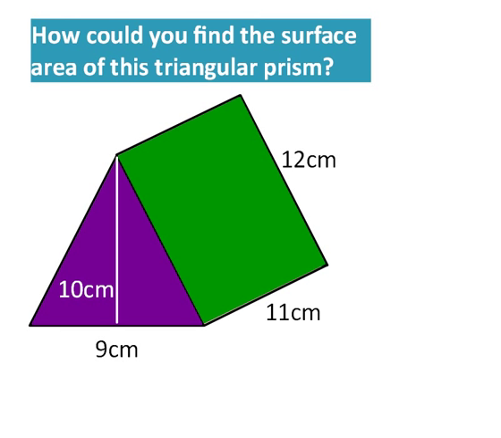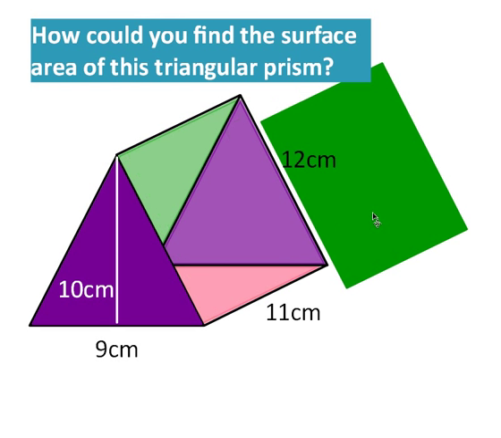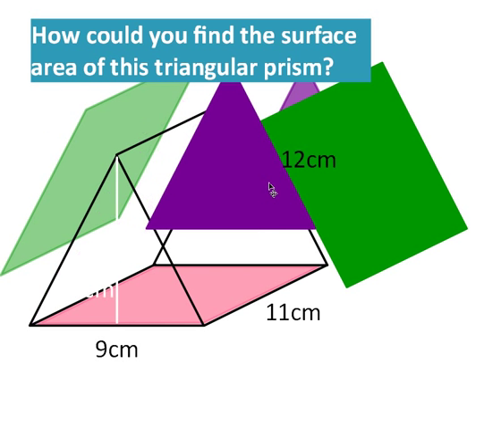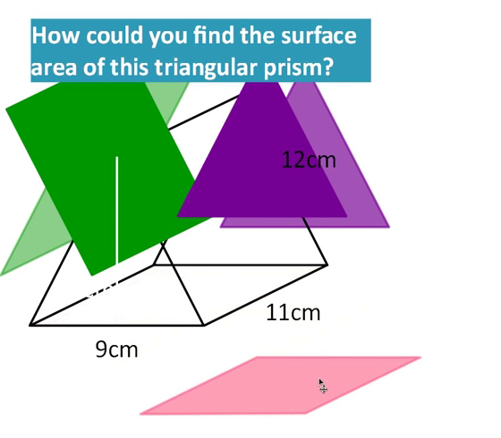Okay, how could you find the surface area of this triangular prism? Again, it's all about looking at it in terms of the different faces. So it's got 2 rectangular faces there and there. It's got 2 identical triangular faces there and there. And then it's got another rectangular face at the bottom.